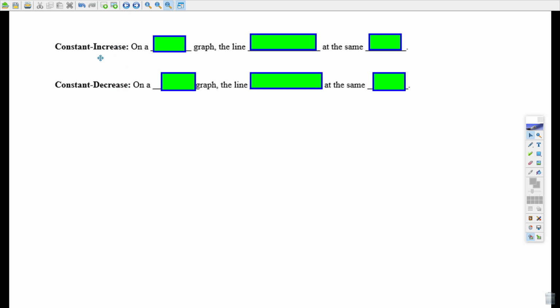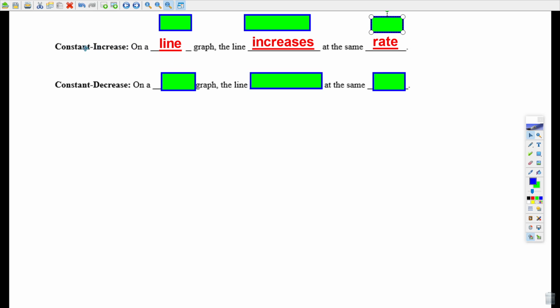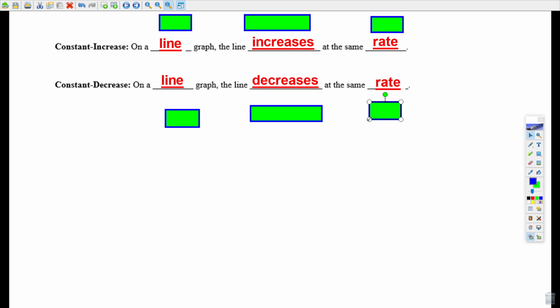So some definitions of these words for constant increase and constant decrease. Whenever you have a line graph, that just means the line increases at the same rate. If it's constant, it's going to go up the same amount all the time. We talked about this before when we talked about slope. Slope means it has a constant rate of change. So same thing here. This is going up or this one's going to be going down. So on a line graph, the line decreases at the same rate. So they call it a constant increase or a constant decrease.